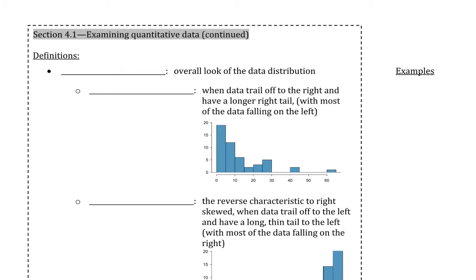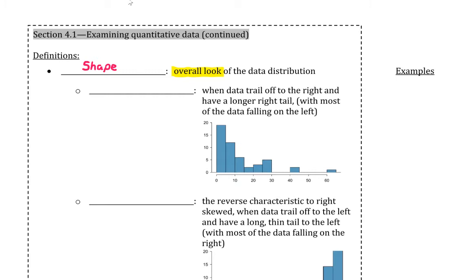The first is the definition of shape. When looking at quantitative data and histograms, it is common to want to look at the shape of a distribution. The shape will describe the overall look of the distribution. There are several typical shapes that we will see when looking at histograms.